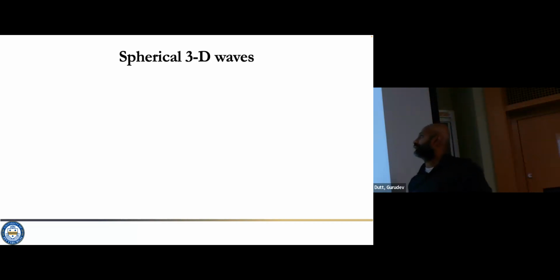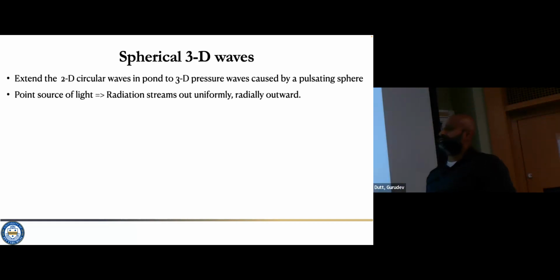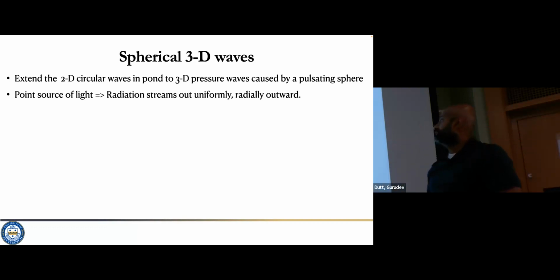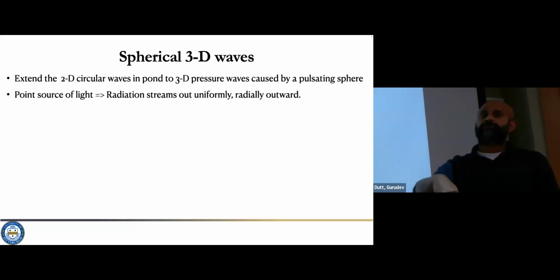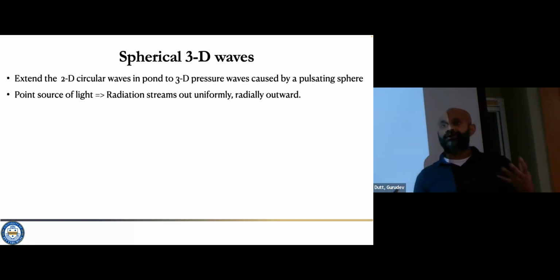Okay, so now I move on to spherical 3D waves. We extend the 2D circular waves: remember, if there's a drop of water in a pond, you see ripples spreading out circularly from that source. In the same way, you could imagine that if you took a very large ocean and dropped a little sonar buoy inside and let that buoy expand and contract, what will the waves look like coming out of that buoy? It'll look like spherical waves if it was deep underwater.